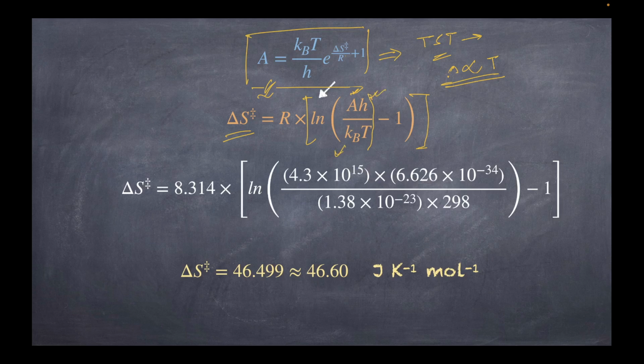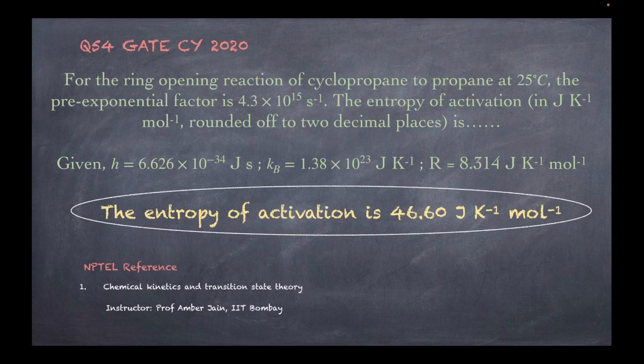kB T is known. T is the absolute temperature, that means the reaction is happening at 25 degrees centigrade, which in the Kelvin scale is 298 Kelvin. So we also know this value. After putting in all these values, the result is 46.499. After rounding to 2 decimal places, we get 46.60. The unit of entropy is joule mole inverse Kelvin inverse. So for this question, the entropy of activation will be equal to 46.60 joule Kelvin inverse mole inverse.